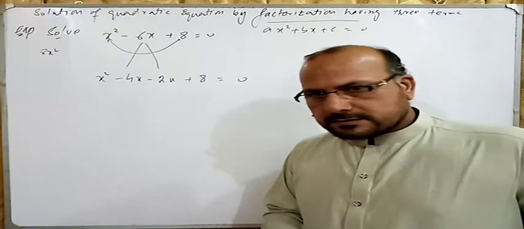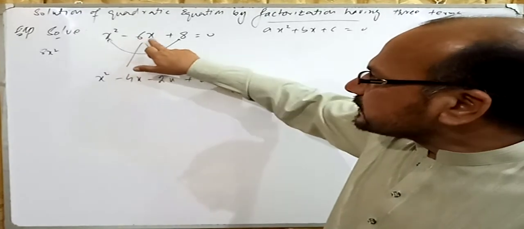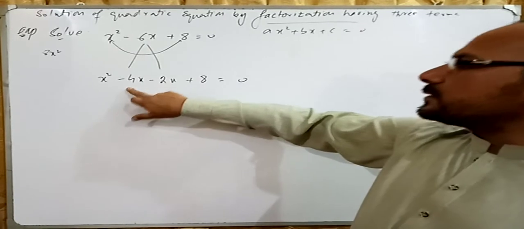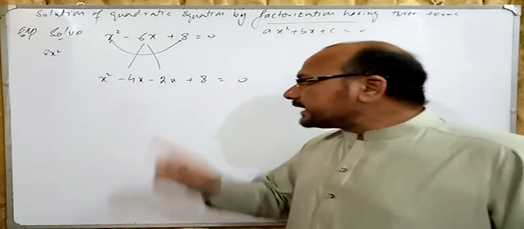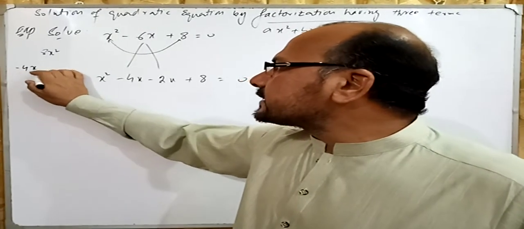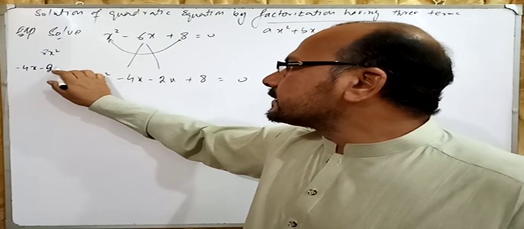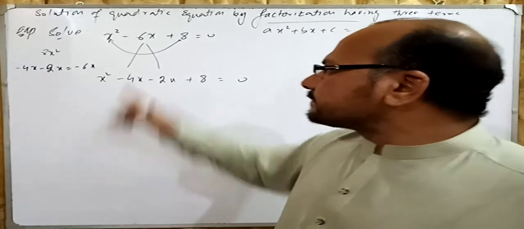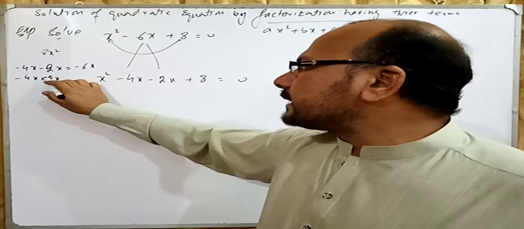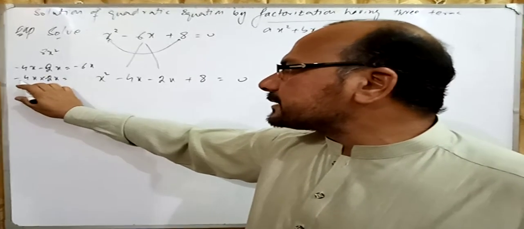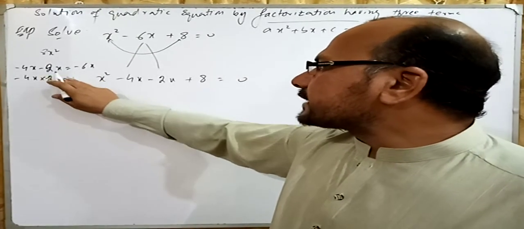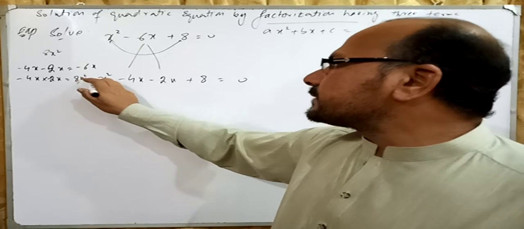Now make the pairs. If you see, minus 6x will be converted into minus 4 and minus 2. Minus 4, minus 2, minus 6. And minus 4 multiplied by minus 2, like this. Minus 4x minus 2x equals minus 6x, which we need. And minus 4x multiplied by minus 2x: minus multiplied by minus is plus, and 4 twos are 8, x multiplied by x becomes x square. So it gives us 8x square.